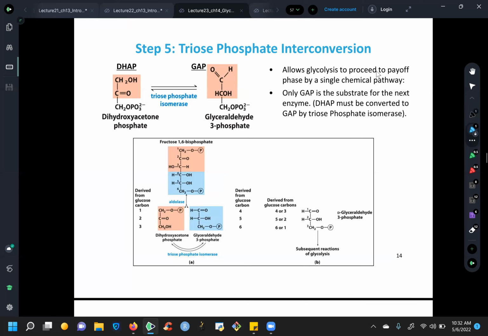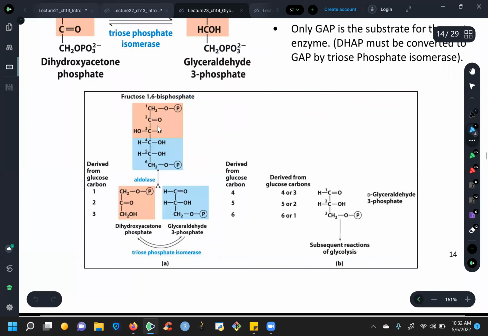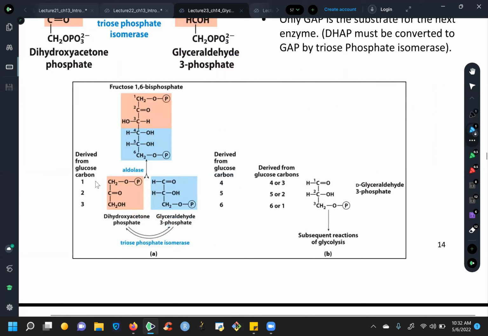So it allows glycolysis to proceed to the payoff phase by a single chemical pathway. Only glyceraldehyde 3-phosphate, only GAP, is the substrate for the next enzyme. Dihydroxyacetone phosphate must be converted to GAP by triose phosphate isomerase for reaction number 6. So know these acronyms for those molecules and enzymes. So yeah, this is just the 6-carbon molecule with the 2 phosphates, and how when they're broken down by aldolase, you have dihydroxyacetone phosphate and glyceraldehyde 3-phosphate.